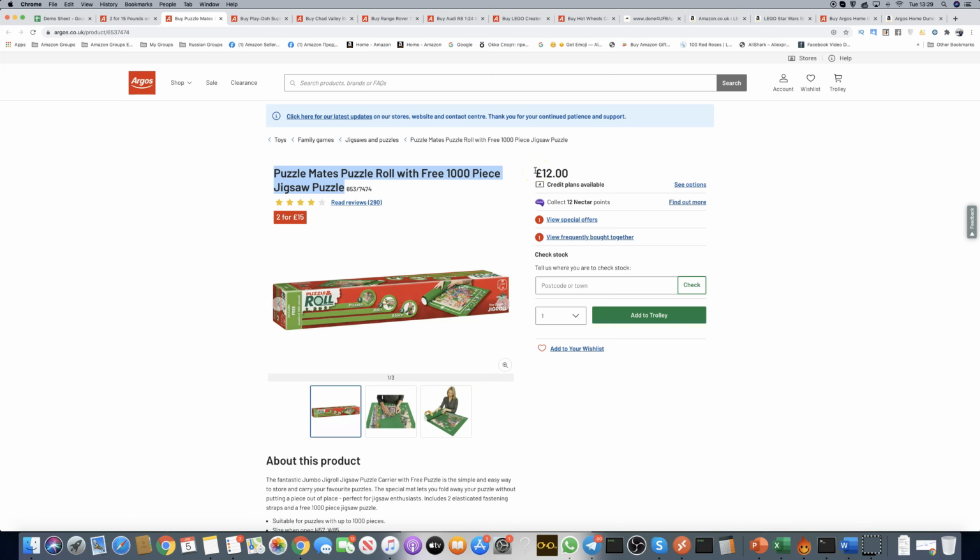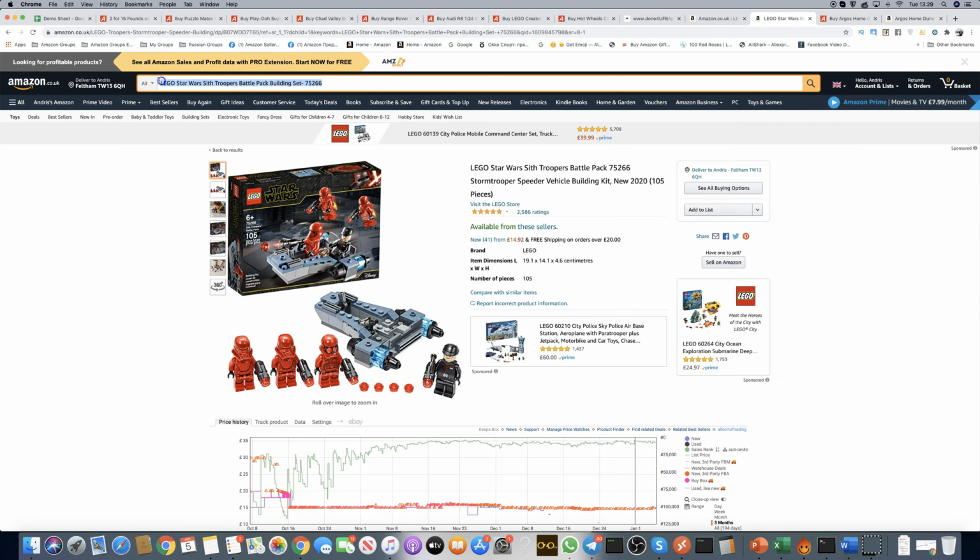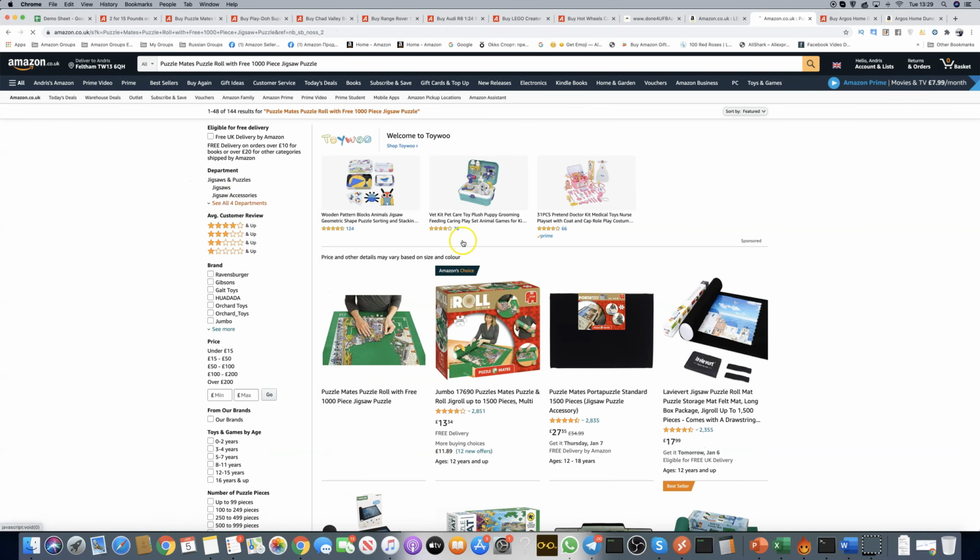And Argos is one of the suppliers I recommend to use, as you guys figure out already, okay? So £12 here, £7.50 each. I'm going to go back, go to Lego, and put this in here.